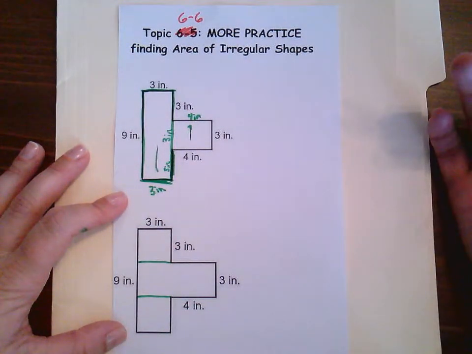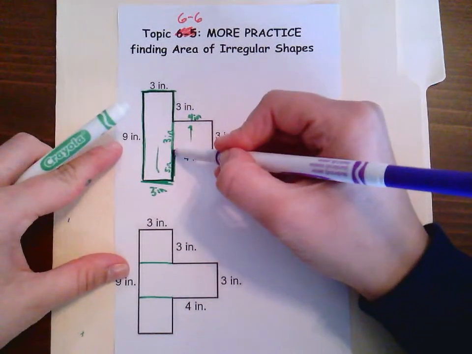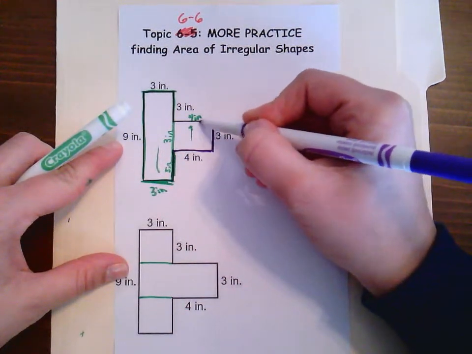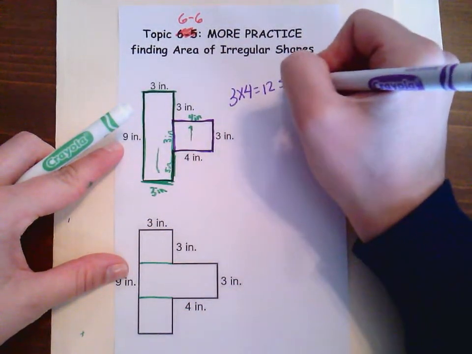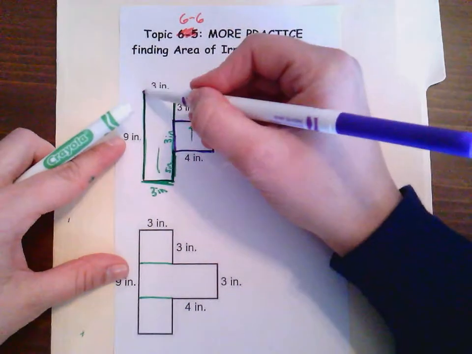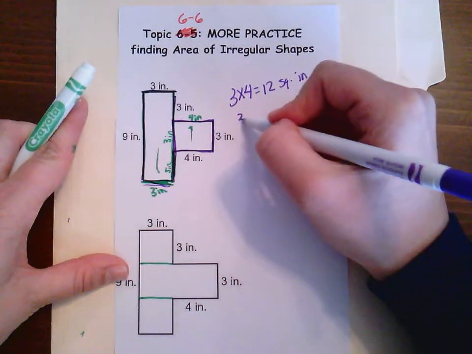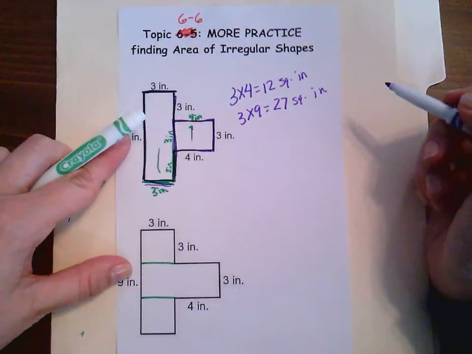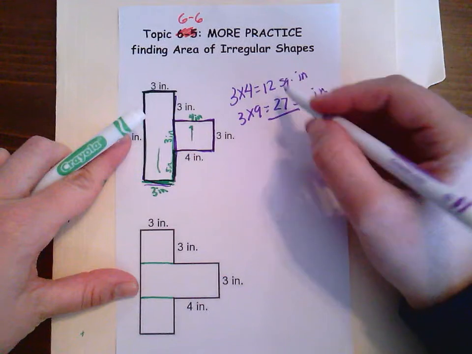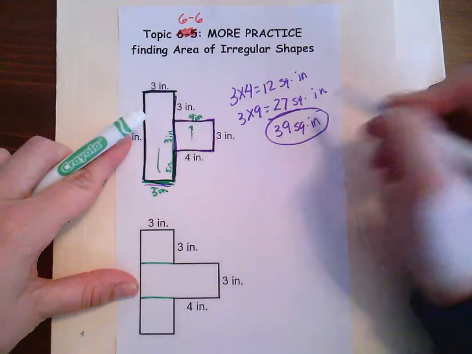So now I have all of my side lengths labeled, and I can start finding the area. I'm going to start with that first little piece off to the side. Right here I've got a 4 by 3, and that encompasses the entire shape. So that will be 3 times 4, which equals 12 square inches. Now over here I've got 3 and 9, so I'm going to have 3 times 9, which equals 27 square inches. And when I add 27 and 12, I will end up with 39 square inches as my total area.